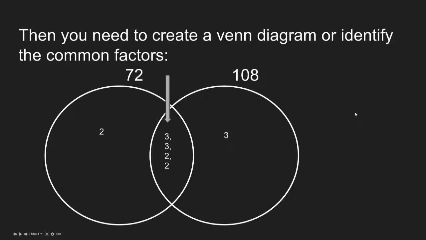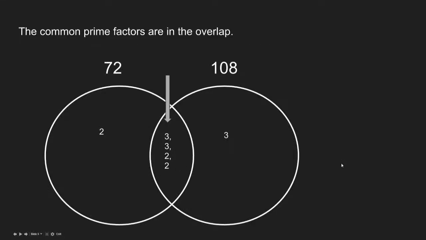The next step is to create a Venn diagram. I showed you this in the book, and I said, if this doesn't work for you, don't do it. However, if you're really struggling with this question, this is where you need the Venn diagram. I've listed all my factors. The ones in the middle are the ones that are the same between the two. If there's any left over, like 72 has an extra 2 that 108 doesn't have, and 108 has an extra 3 that 72 doesn't have, everything else goes in the middle. So you put them in the middle like this, common prime factors in the overlap.